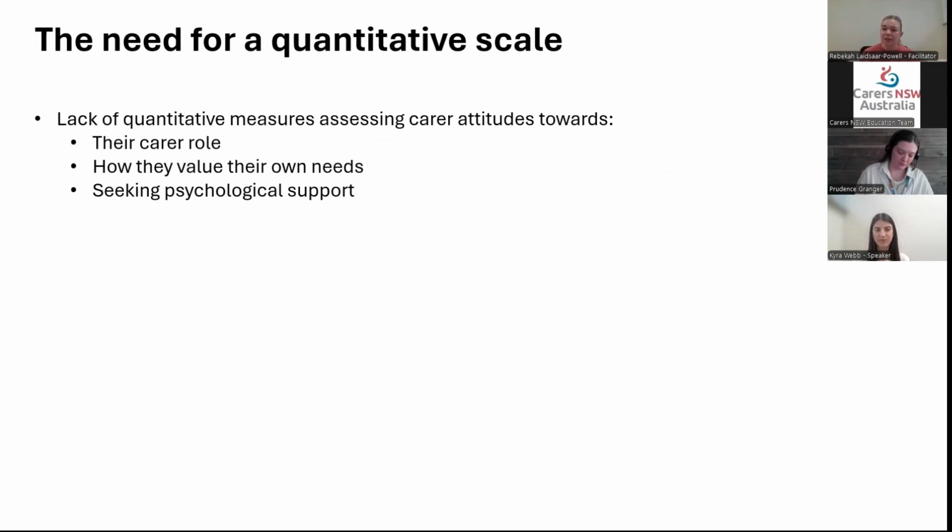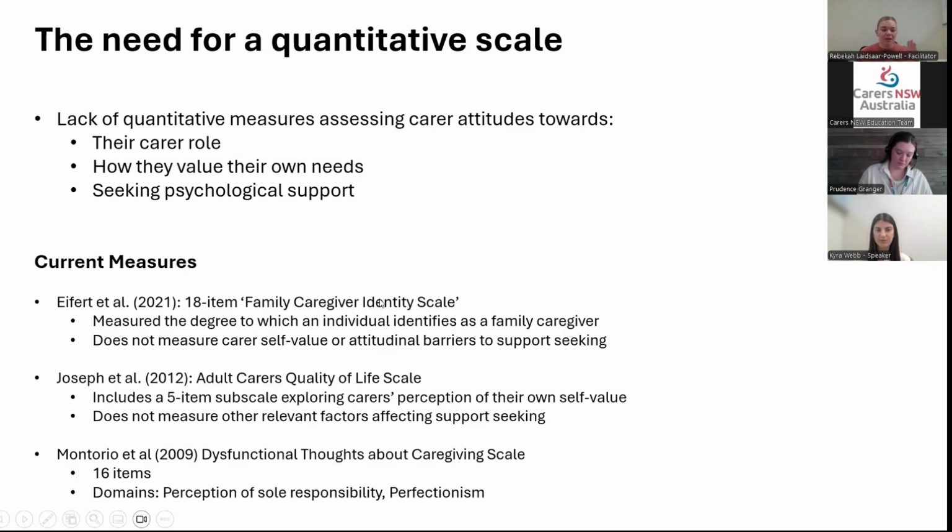There's a real lack of quantitative measures really looking at how big a problem this is and how common these attitudes are. So as a group we discovered that we need a quantitative measure that looks at carers' attitudes towards their role, how they value their own needs, and their attitudes towards seeking support. There are a few relevant measures, but none of them quite hit the nail on the head for us. Some are relevant or adjacent to the concept, but not really looking at what we want to be looking at.